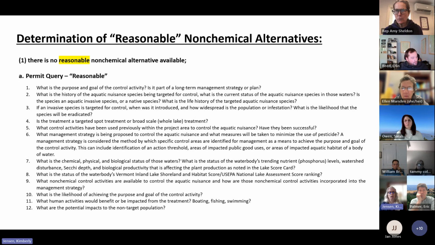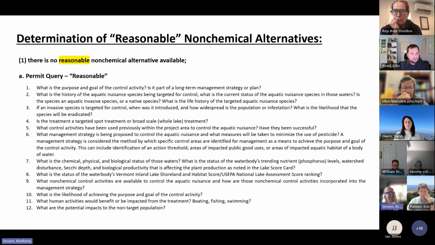So I think for ease of time, I'm not going to read through every single question, but generally it's about the purpose of using the pesticide. What is the long-term management strategy? Is it invasive species or not? Is it a whole lake treatment or not? Have there been other control activities that have been utilized over the historical presence of that aquatic nuisance species, and did it work?